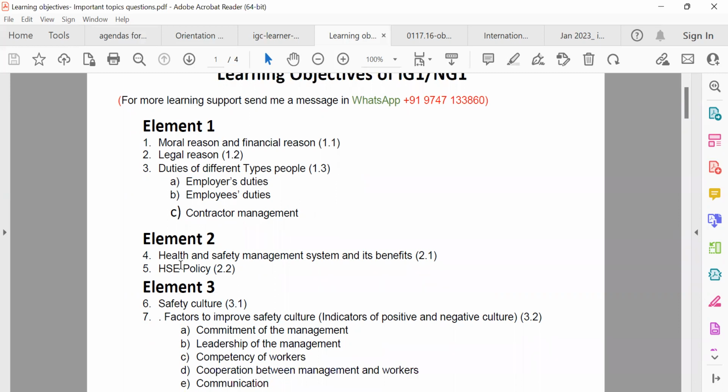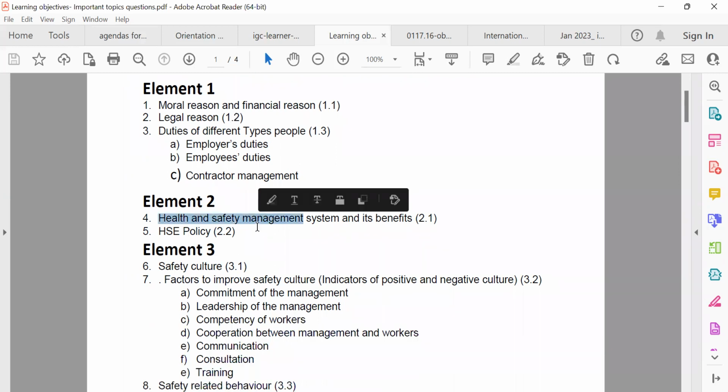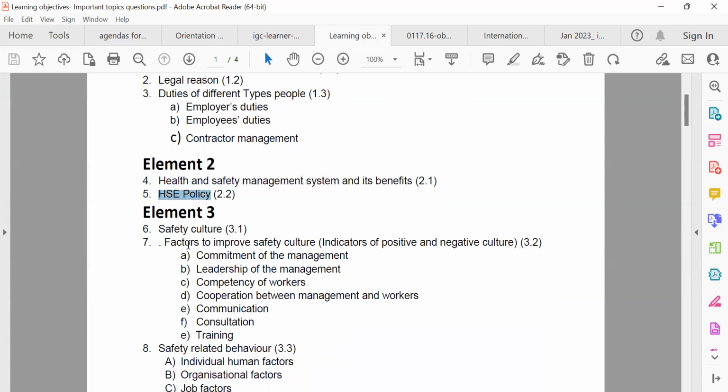Then element 2, the first learning objective is health and safety management system and its benefit. Under this learning objective you will learn ISO 45001:2018 occupational health and safety management system and ILO 2001 occupational safety and health management system. And the fifth learning objective, HSE policy. There are 3 parts for HSE policy.